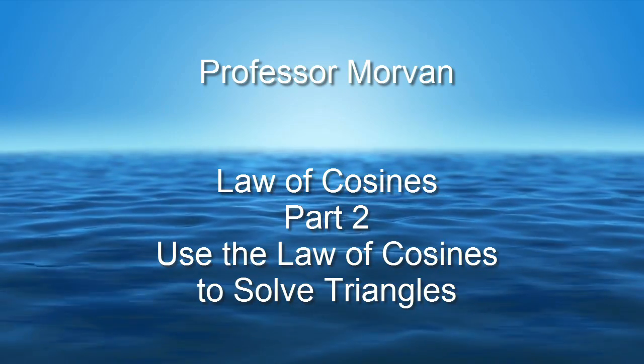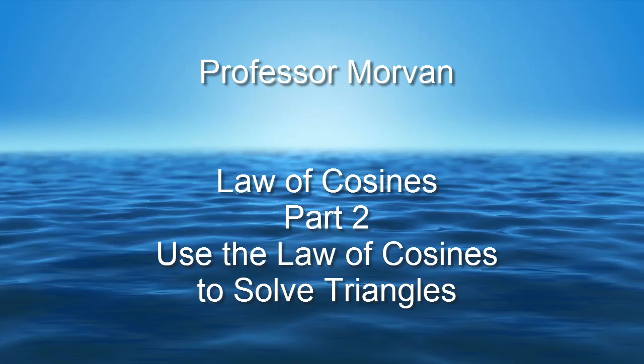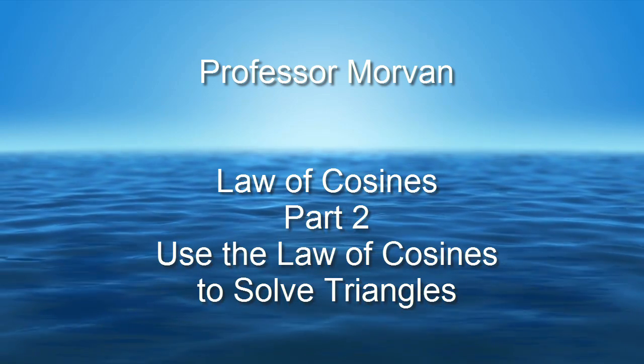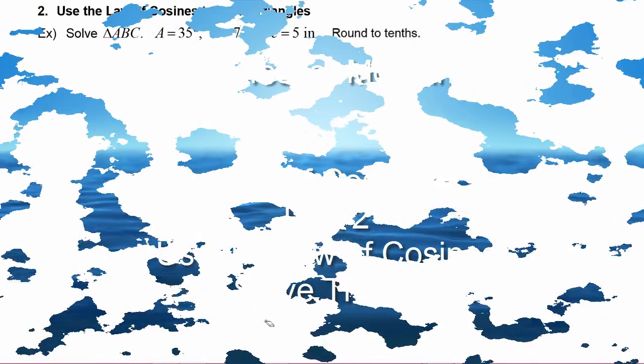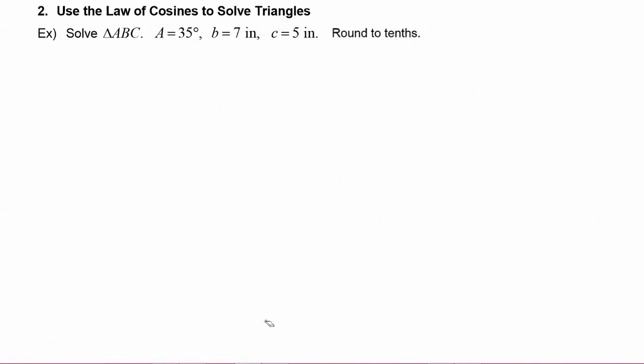In part 2 of our lesson on law of cosines, you will learn how to use the law of cosines to solve triangles. In this example, we have to solve triangle ABC. So we know that means we have to start drawing a work surface here.